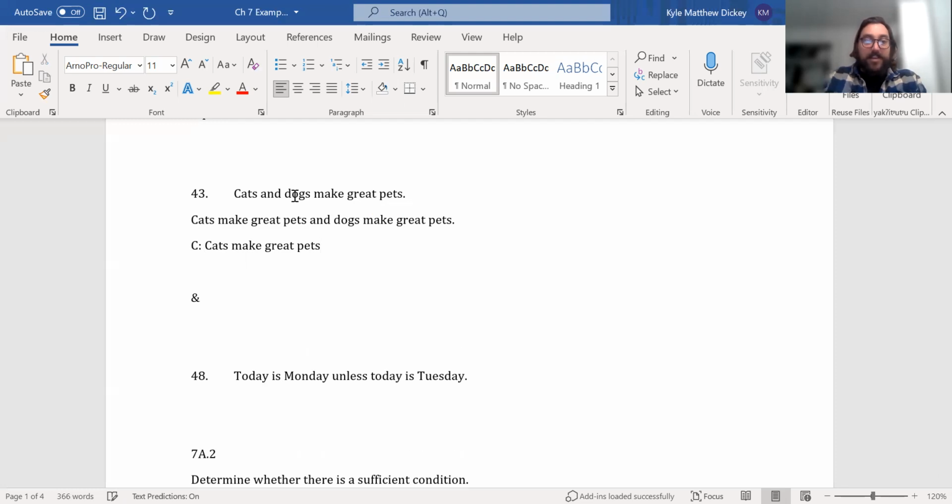Cats make great pets. And this one, which we can call D, right? Dogs make great pets. Great. Now we've got these all translated. We've got letter C and letter D. And which one comes first? It says C, C, and D here. And there we go. Now it's translated.